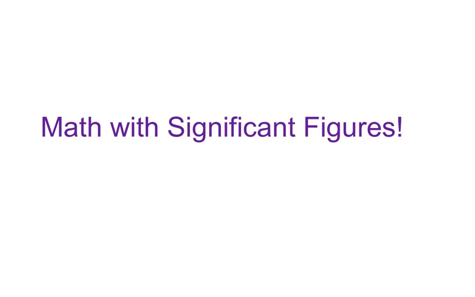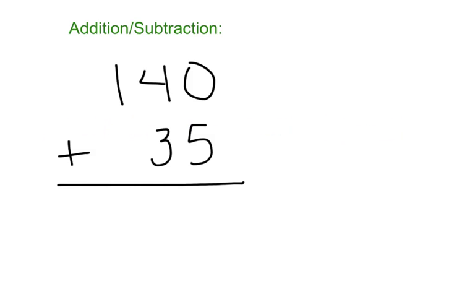Alright, so this presentation is about doing math with proper significant figures. There's two sets of rules we're going to worry about. One of them is when we're doing addition and subtraction. They have the same rule, and then there's a different rule for if you're doing multiplication or division. We'll talk about addition and subtraction first.